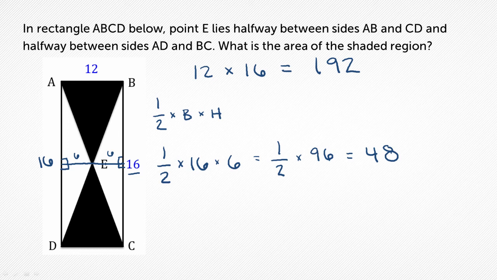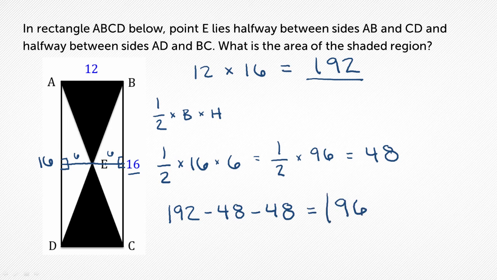So now I'm going to subtract those non-shaded triangles from the area of my entire rectangle, which was 192. So 192 minus 48 minus 48, minus the non-shaded region, gives me 96, which is the area of my shaded region. So you can see a couple of different approaches to solving this question. Either way, we wind up with a total area of the shaded region of 96.